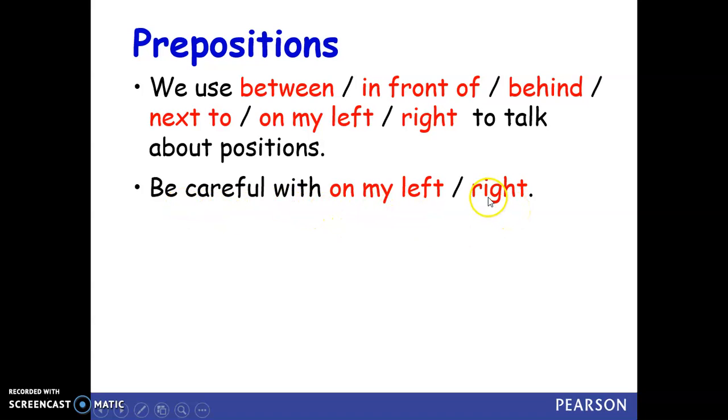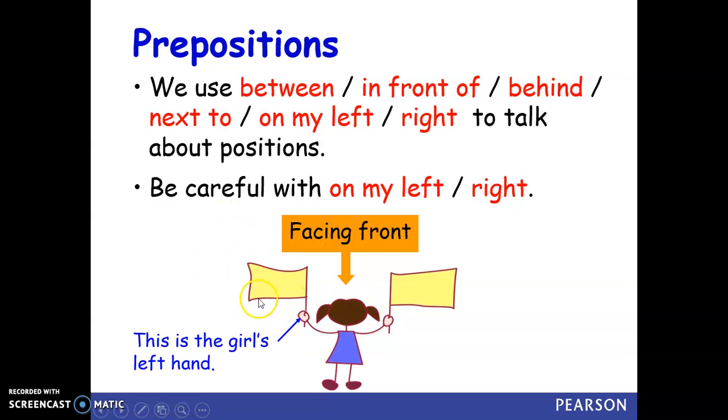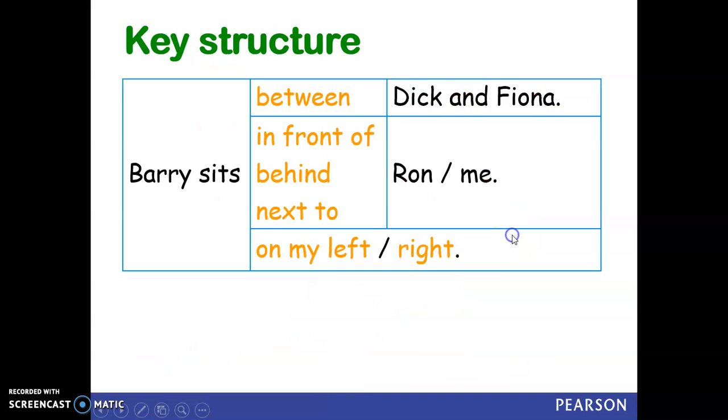This one is the most difficult because you need to face front ways, like this girl face front. And then this is the left side. This is the girl's left hand. This is on the left. And the other side is, this is the right hand. So this is on my right. So left and right. If you are facing front, that means if your face is looking forwards.